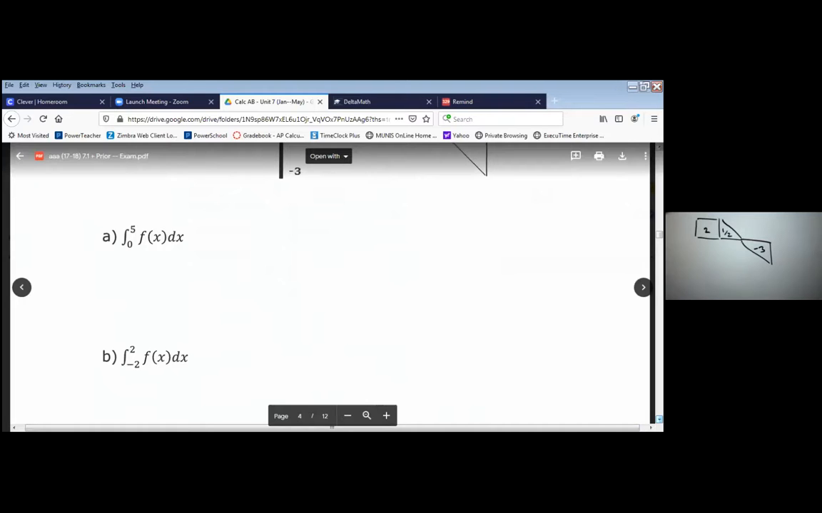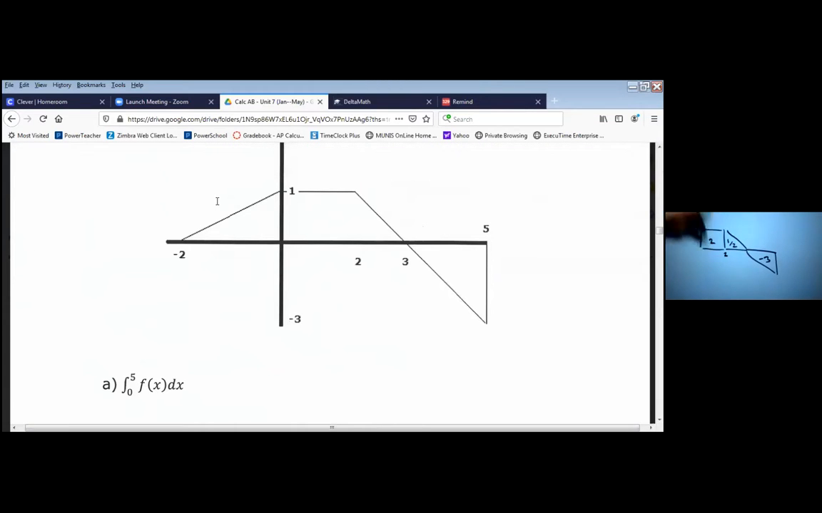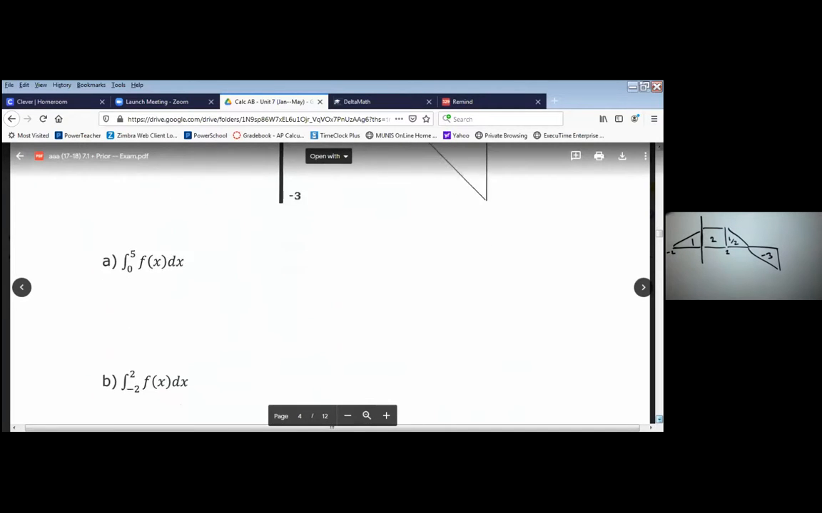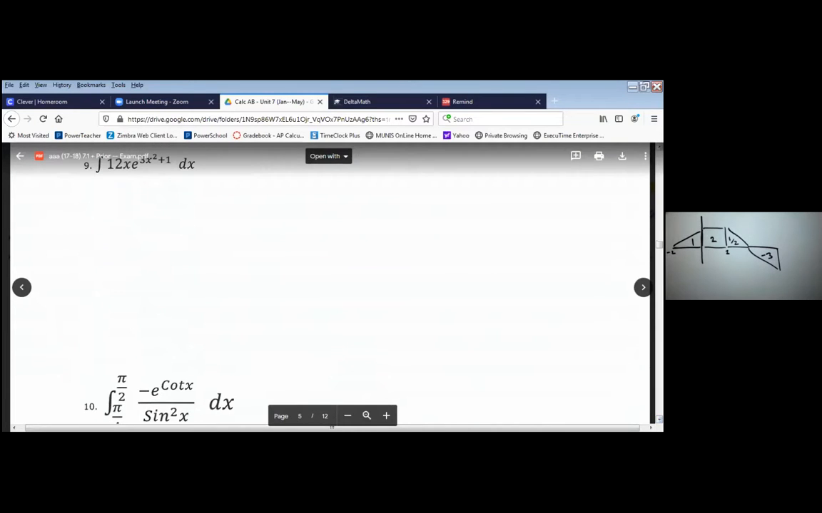Part B, same problem, but we're just going -2 to 2. So all we're doing now is, this part here is 2. So now you just need to do the triangle to the left. And then that would be what? 2 by 1 is 2. Cut it in half is 1. Don't forget it's above the x, so it stays positive. So -2 to 2, I'm coming up with an answer of 3. And is there a part C? Nope, that's it. Okay. Takes us to 9.